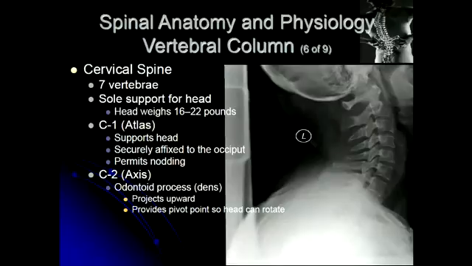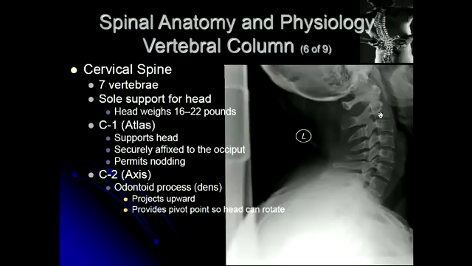Now we're going to break the spine itself down into its 4 different areas. The cervical spine has 7 vertebral bodies itself. It's the sole support for the head, and the head weighs between 16 and 22 pounds in adults. The C1 is probably the most unusual bone, and that's for the most part a ring. It supports the head itself onto the cervical spine, and it's affixed to the bottom of the skull at C0, otherwise known as the occiput. So the bottom of the skull, C0, attaches through ligaments to C1, and it permits your head to move and rotate for the most part.